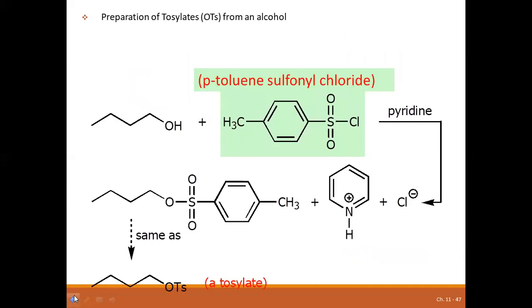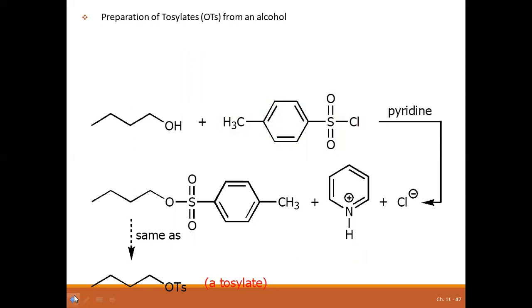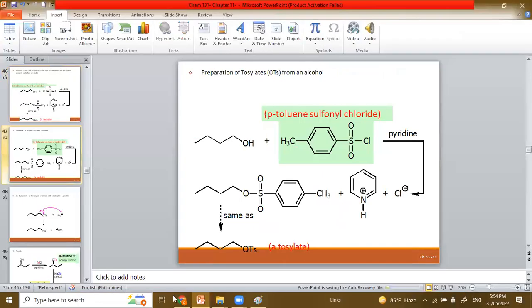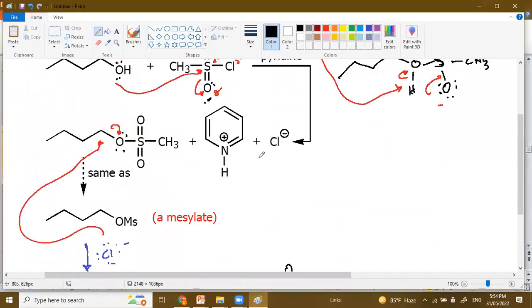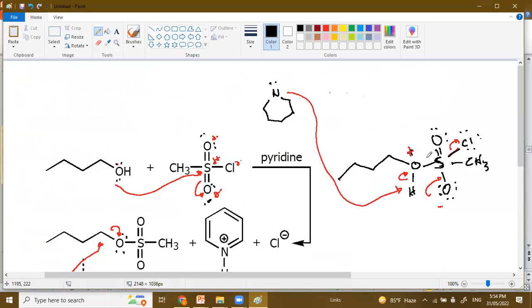What about this one? Right, example. Earlier, when oxygen has a positive charge, of course it has a lone pair, and the positive charge needs to be removed. And the use of the pyridine ring.